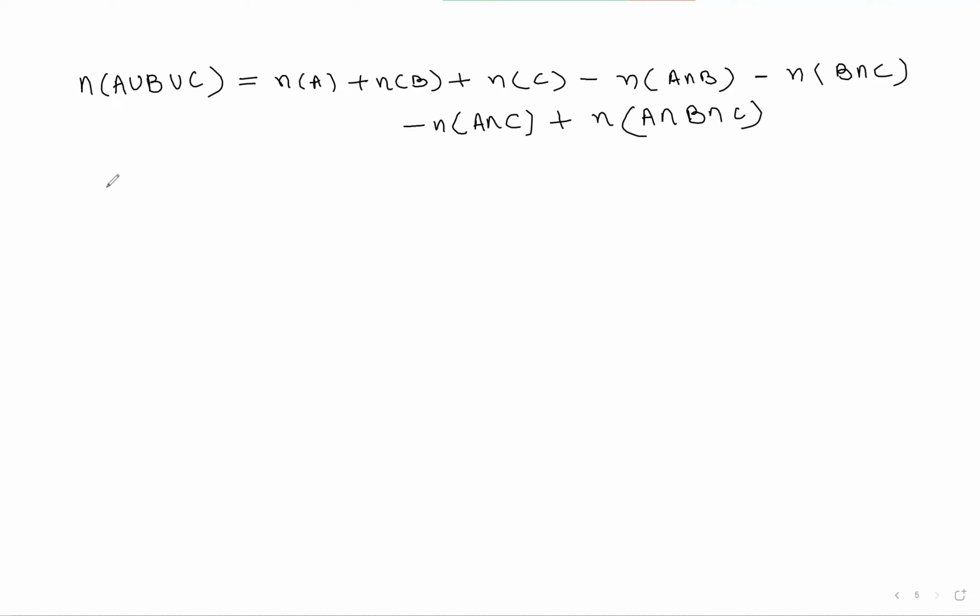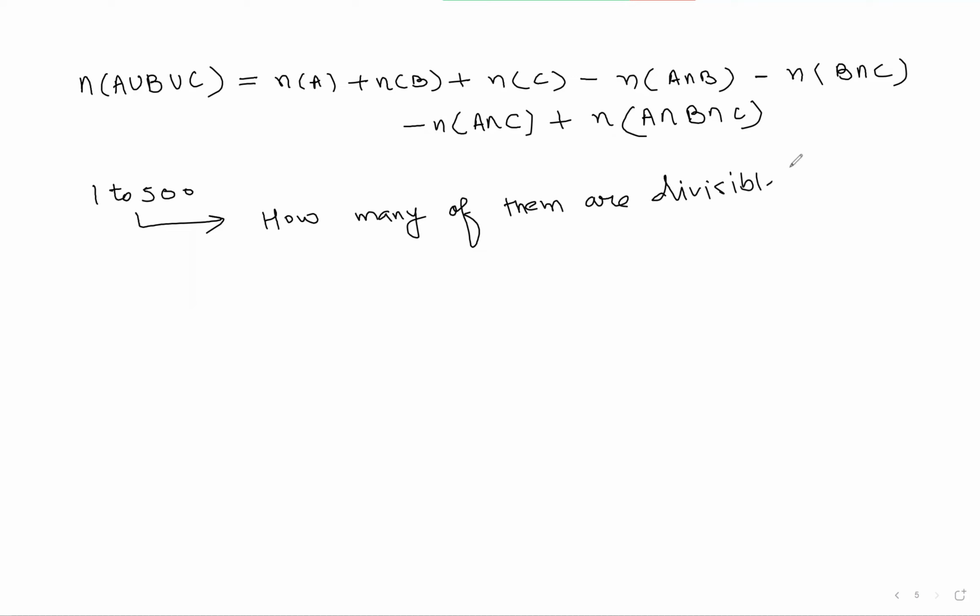Again, take the example of the numbers 1 to 500. How many of them are divisible by, or I can say multiples of, 5 or 6 or 7? Of course, proceed in the manner as we proceeded in the previous example.